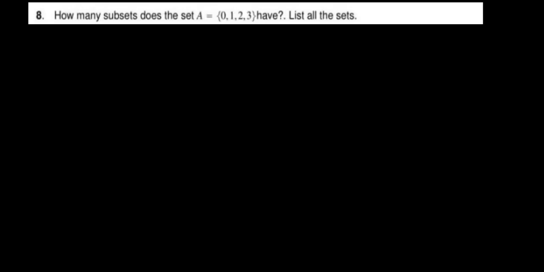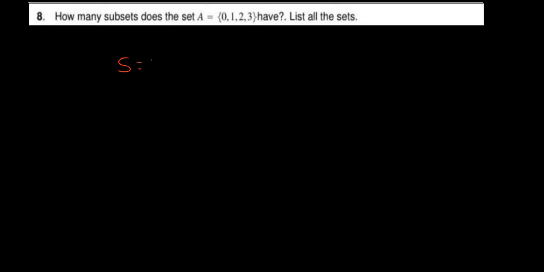How many subsets does the set A have? The number of subsets is equal to 2 to the power n.